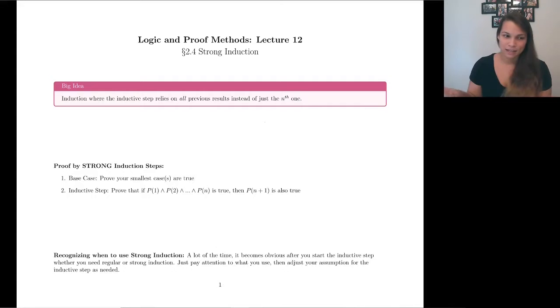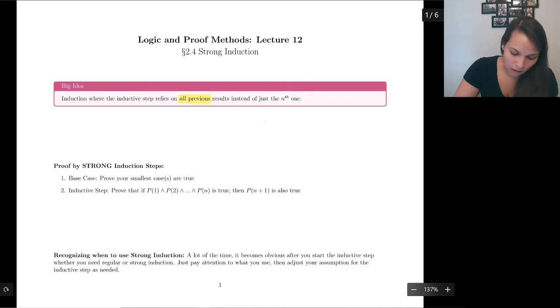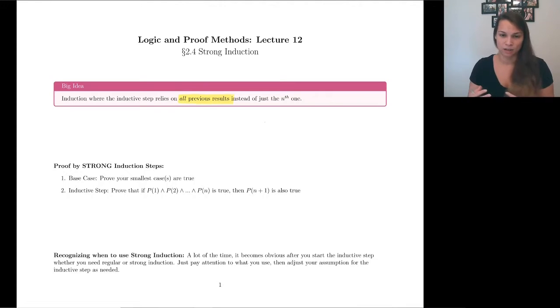Same idea as last time. We want to have our base case, and we're going to make an assumption and prove that the next case is always true. That all still works. We've still got the domino effect. If you knock over the first one, you get all the other cases. But strong induction requires a little something extra. It's going to rely on all the previous results instead of just the nth one.